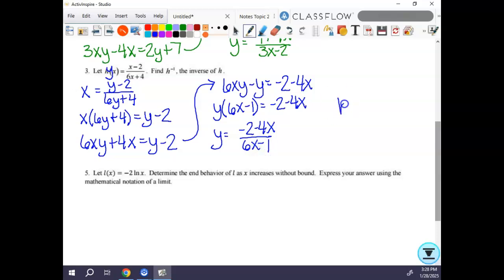So that means that h inverse, because I'm not calling it f, is (negative 2 minus 4x) over (6x minus 1). Okie dokie.